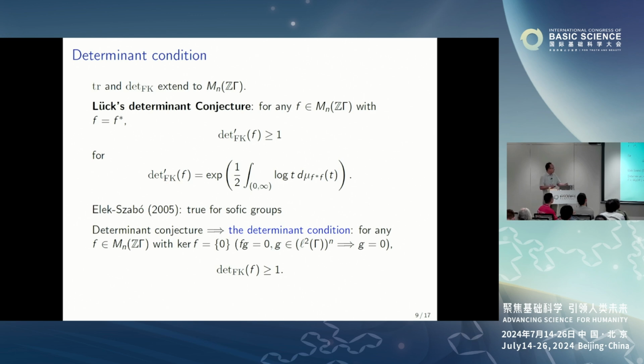The article and example showed that this is true for surface groups, in particular for minimal groups, and this condition implies that for an f in the matrix of the group ring, if the kernel is 0, here the kernel means that you think of this Z gamma acting on the L2 gamma, just gamma acts on L2 gamma by the left regular representation. Then we have a matrix, it acts on the direct sum of the L2 space. And here you're seeing that as a bounded linear operator, the kernel is 0. In this case, then the determinant should be at least 1, because in this case, actually, at the 0 point, the spectral measure is 0. So this is the same as this one.